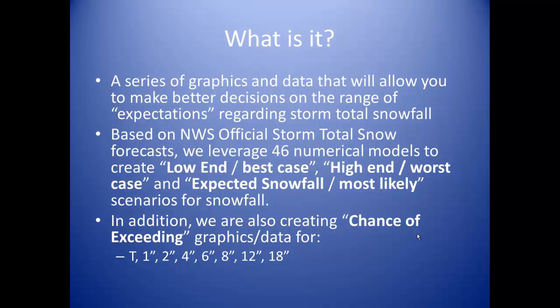and then of course also provide you our expected snowfall or most likely outcome. In addition, we are also continuing to provide the chance of exceeding different accumulations of snowfall. This includes a trace of snow, 1 inch, 2 inches, 4 inches, 6 inches, and on up. And we'll show examples of this as we go.